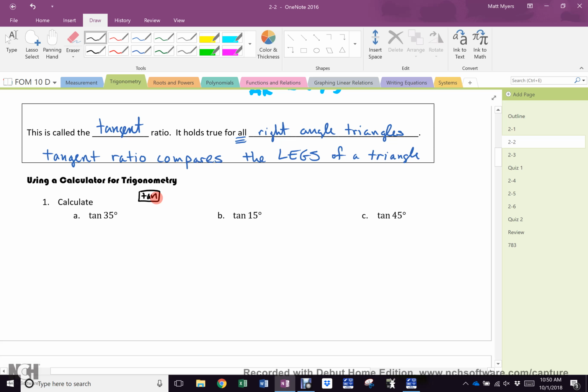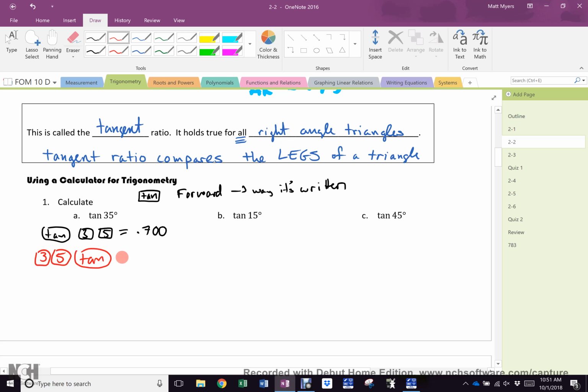Right? Okay. How many people did not have the word tan come up on their screen? You have a backwards calculator. If it is backwards, then you do the work backwards. You'd think it was complicated, but it's not. So you push 3, 5, tan, but you do not need to push equals. You will get the decimal 0.700. Is everybody good? All right.